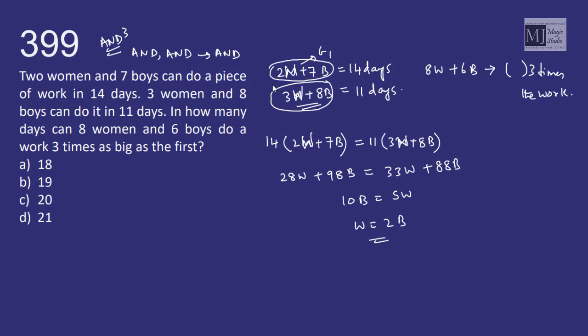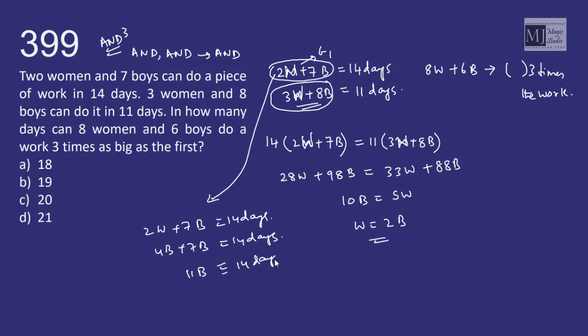Now we can use any of these equations. Let me use the first one. 2 women plus 7 boys can complete the work in 14 days. 2 women means 2 boys into 2, that is 4 boys plus 7 boys. So what I have is 11 boys can complete the work in 14 days. Now 8 women plus 6 boys means 8 into 2, 16 boys plus 6 boys, 22 boys. So I know that 11 boys would complete the piece of work in 14 days.